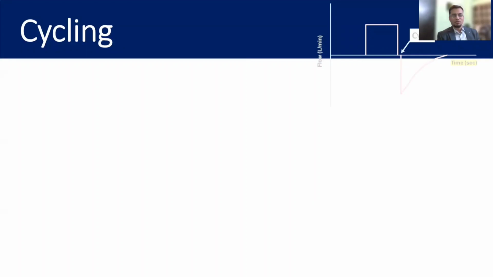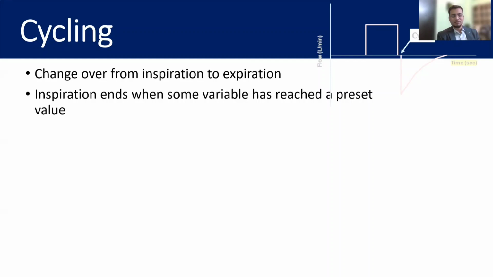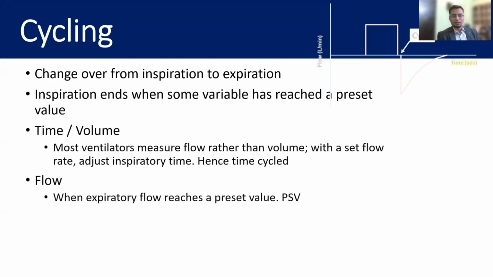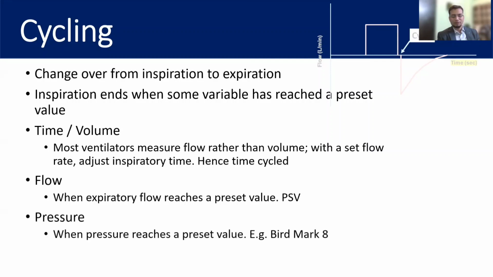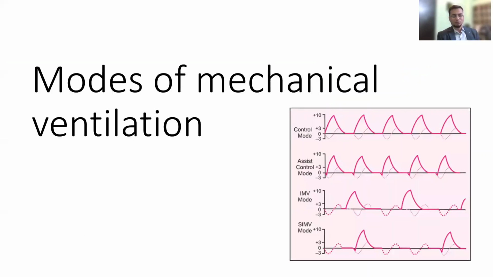Cycling is the changeover from inspiration to expiration. Cycling phase variables are: volume cycled in PR, time cycled in all modern control modes, volume cycled in PRVC mode, flow cycled in pressure support ventilation mode or volume support mode or PAV mode, and pressure cycled in older Bird Mark 8 ventilators, which are no longer used.